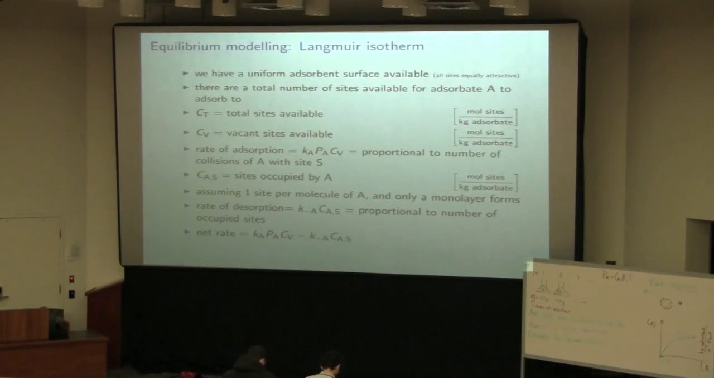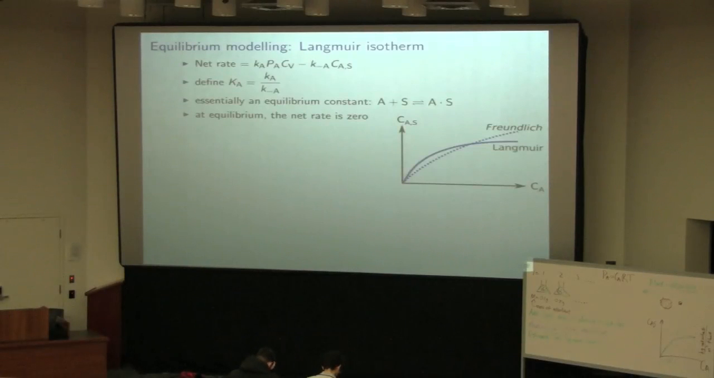So desorption, then, I will represent that with the rate constant k subscript minus A. So the rate at which I'm desorbing is proportional to the number of sites that have been occupied, so CAS. So the net rate is the rate of adsorption minus the rate of desorption. And in equilibrium, those two will net out to be zero. That's what we're considering, the equilibrium relationship. So at equilibrium, that comes out to zero.